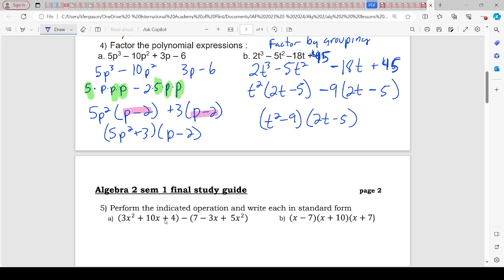Perform the indicated operation and write each in standard form. So the indicated operation is a polynomial minus another polynomial. When you have a polynomial minus another one, you treat this minus as needing to be distributed to each term. I'm going to distribute the negative to each term that's being subtracted, and then instead of subtracting, I'm going to add.